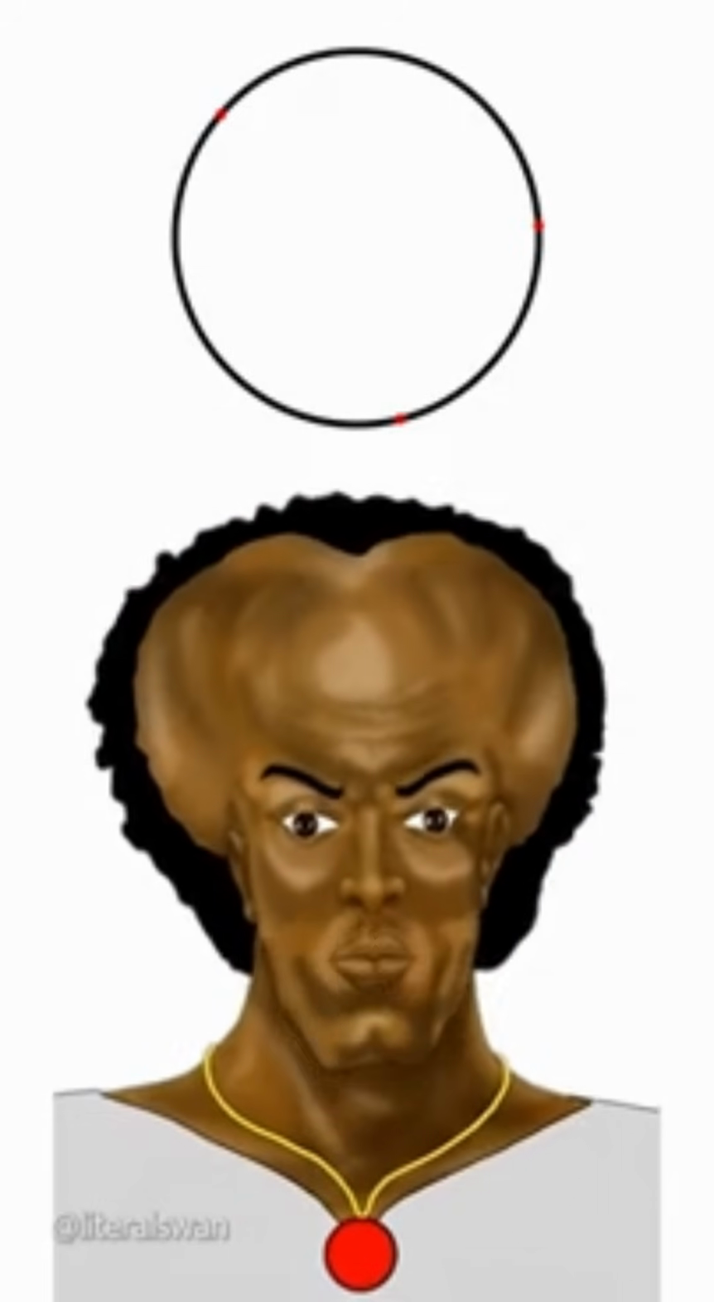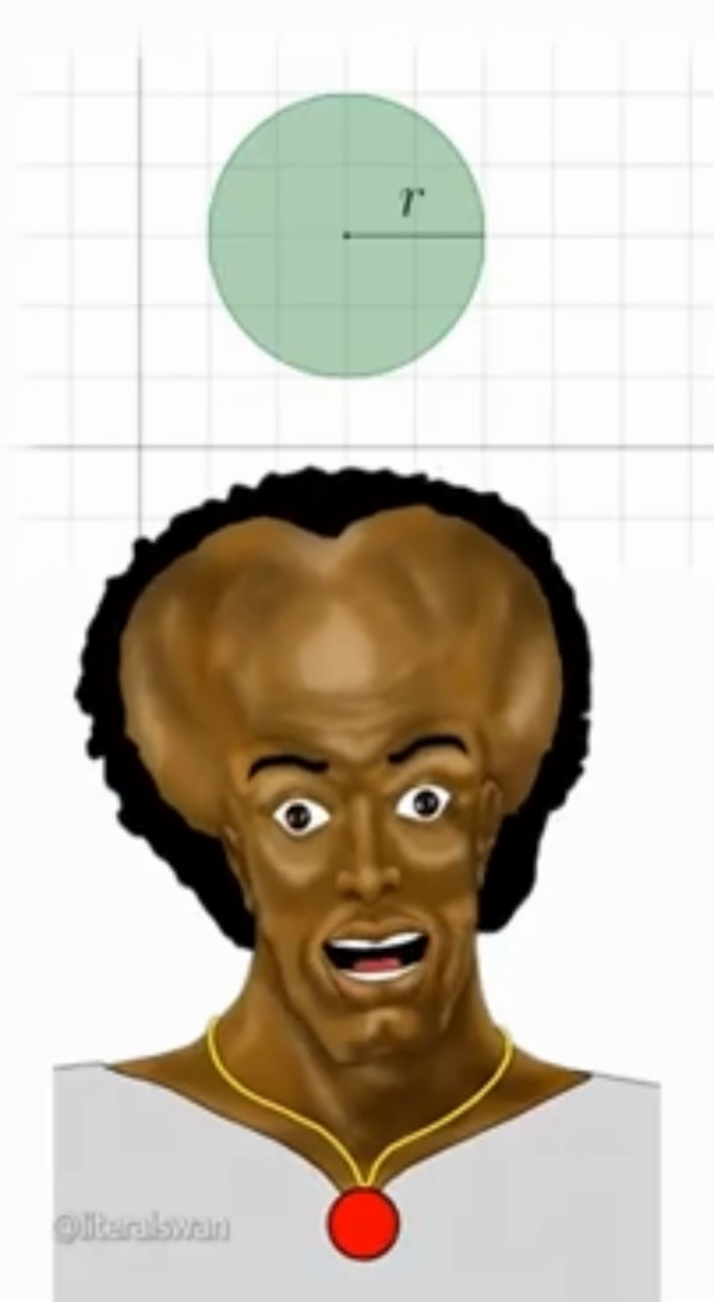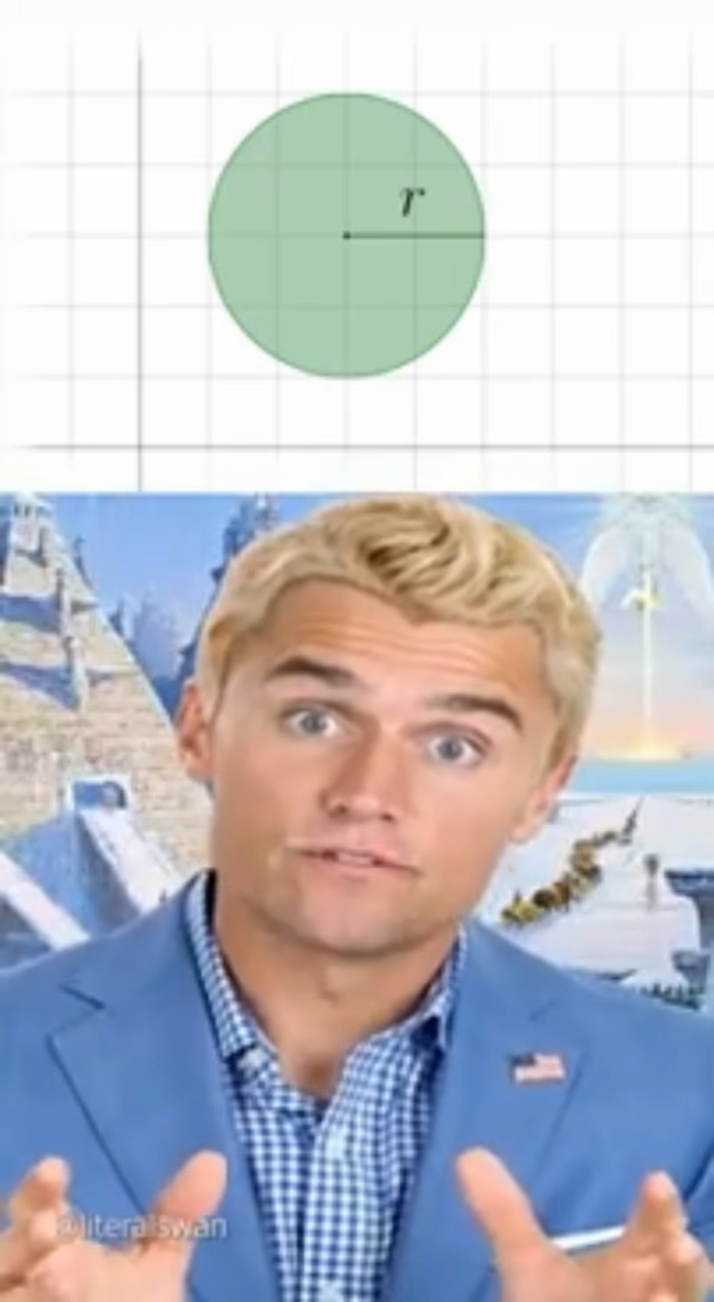What do all points on a circle have in common? Oh, they're all the same distance from the center of the circle? Exactly, my son. A circle is a collection of points at a certain distance, aka the radius, from the center. How does this help me get an equation for a circle?